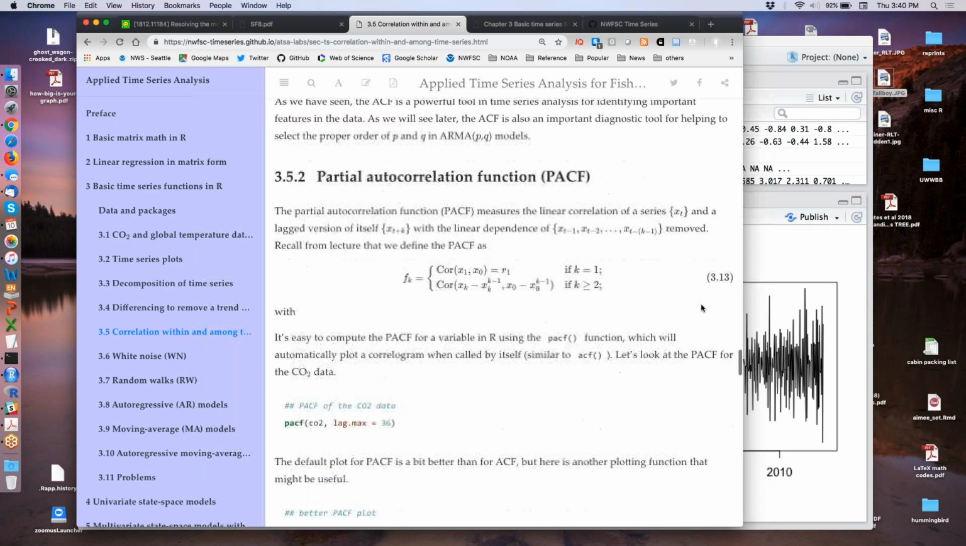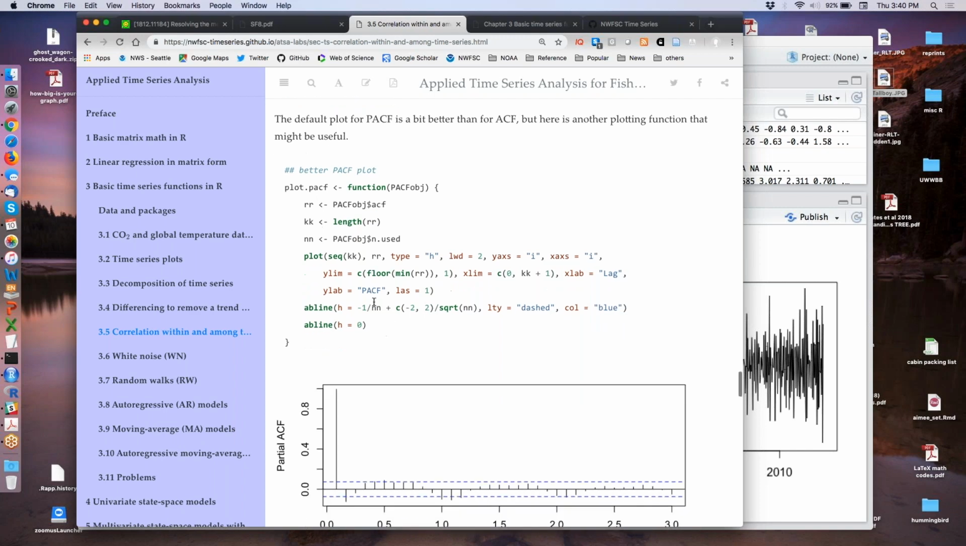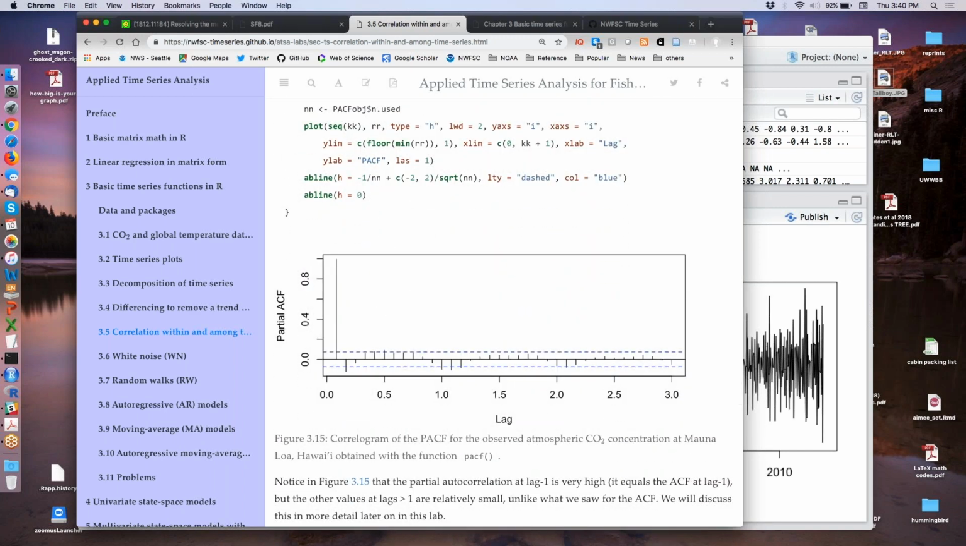Okay, so ACF and PACF. I mentioned, I'm not going to go through all this right now, but I have written out a couple of slightly nicer functions. If you want to use those, you're welcome to copy those down.